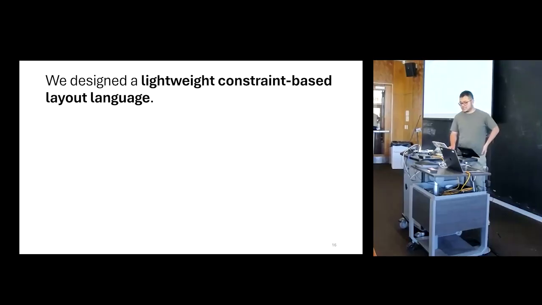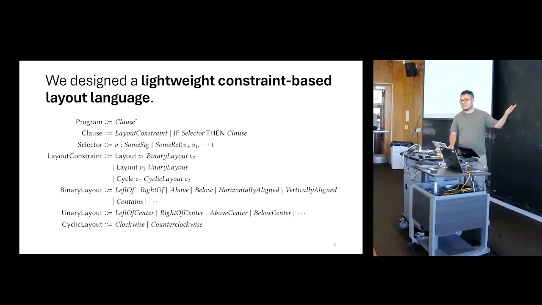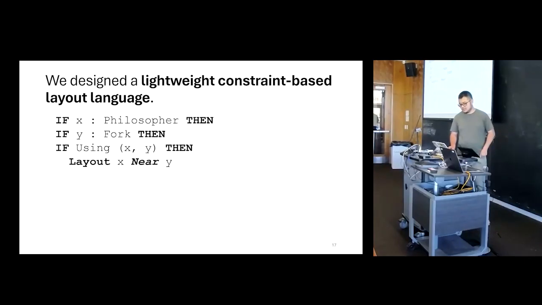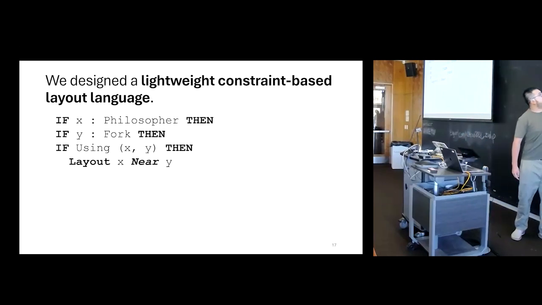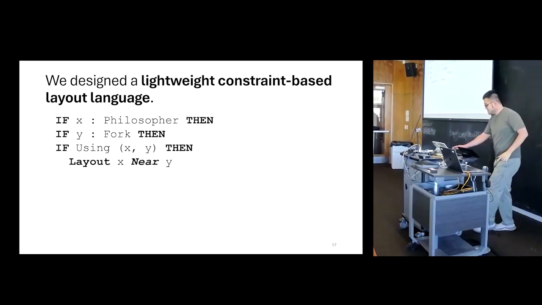We designed a lightweight, constraint-based layout language. Here's its grammar. It's very much inspired by the language that's available in the copy and drag work. I will show you some examples of the visualization specifications written in this language. Here's an example part of the visualization specification. You can say things like, if X is a philosopher, if Y is a fork, if X is using Y, then the shape of X should be laid out near the shape of Y.